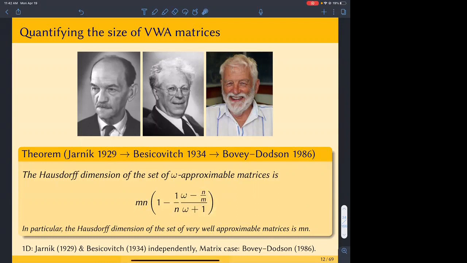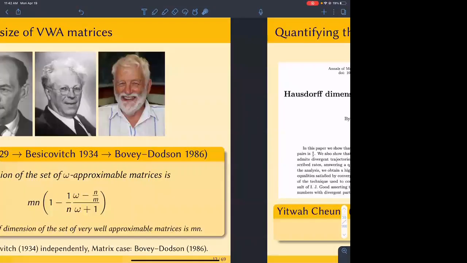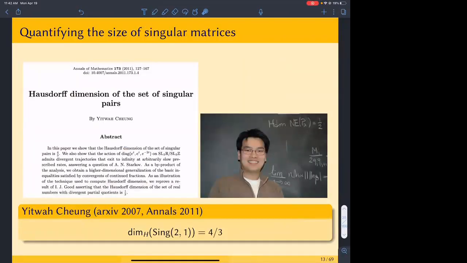This formula also tells you, I know some of you are used to thinking about Liouville points. And so, yeah, for the Liouville matrices, instead of taking the union, you could take the intersection. And so then you could get the Hausdorff dimension of the Liouville matrices as well. You just take the limit now as omega goes to infinity rather than n over m, right? So instead of letting it go to its least, you let it go to its most. All right, so that was, I guess, back in the 80s with Bovey-Dodson.